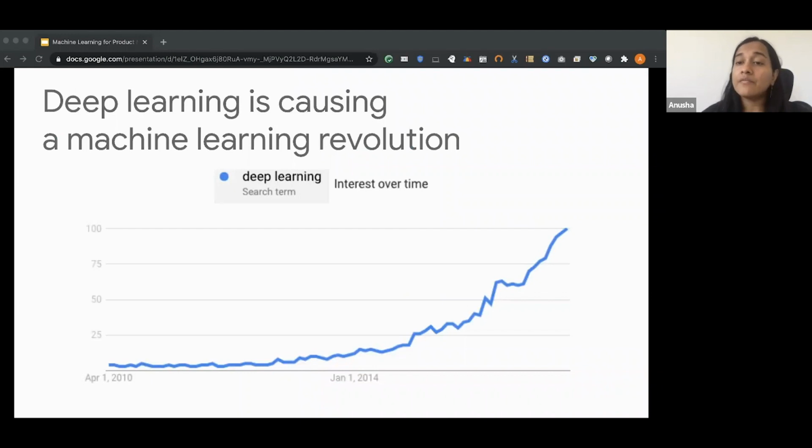Now, the rapid advancement in machine learning has been due to a subfield within machine learning called deep learning, which has pretty much been causing a revolution in this space in the past few years. As you can see, the interest in deep learning has been growing rapidly since 2015 or 2016.